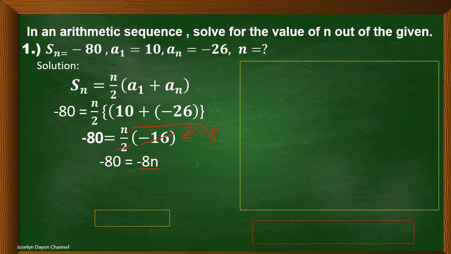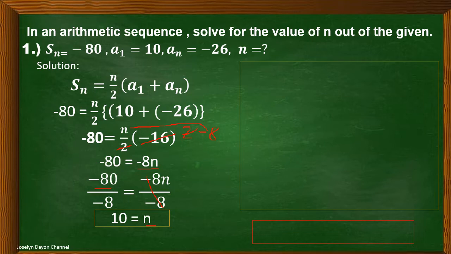Now we're going to solve for n. Of course, we have to divide both sides of the equation by negative 8. Negative 8n divided by negative 8 is equal to n, and negative 80 divided by negative 8, the answer is 10. So we have now the value of n, which is equal to 10.